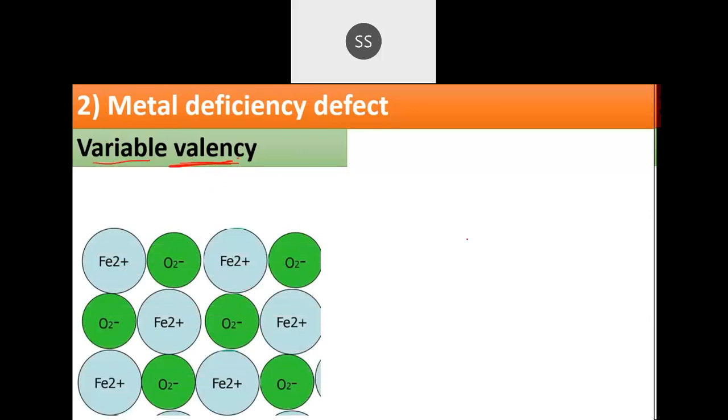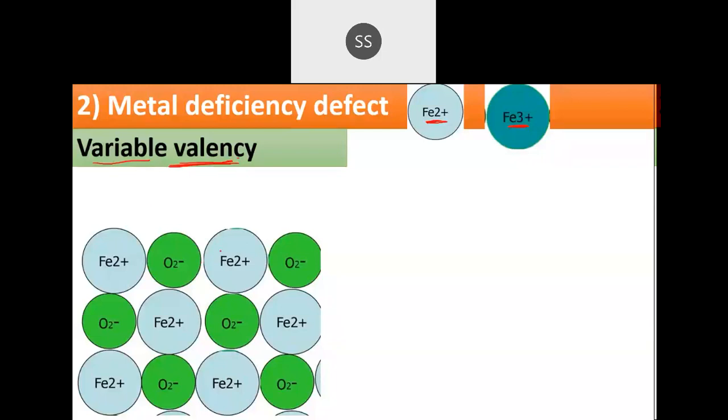One is Fe2+ and the other one is Fe3+, correct? No, Fe2+ state and Fe3+ state. Fe2+ is called ferrous and Fe3+ is called ferric. So these are the two different oxidation states exhibited by iron. Now, when iron oxide is being formed, we are discussing this defect.